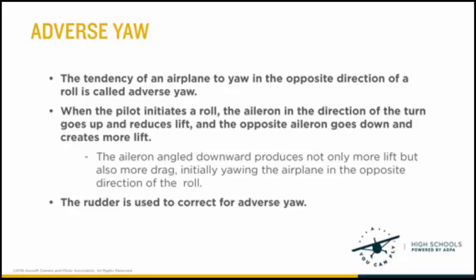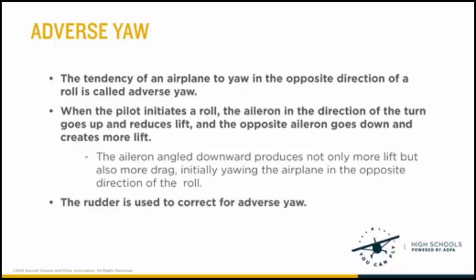The upward deflection of the left aileron reduces the lift produced by the left wing. The opposite happens with the right aileron. The downward deflection increases camber and increases lift on the right wing. The airplane rolls into a left turn.